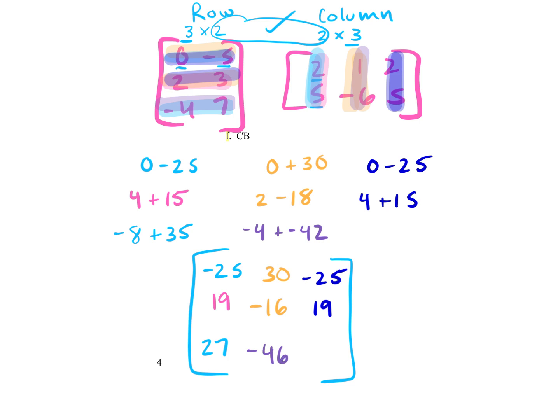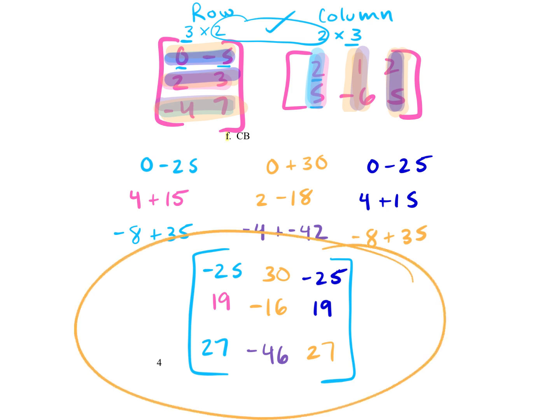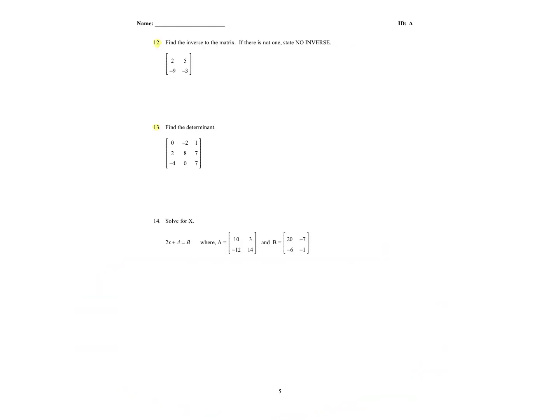And then lastly, third row, third column. So first times the first would be -8. 7 times 5 is 35. Negative 8 plus 35 is 27. So that would be our answer. All right, next page.